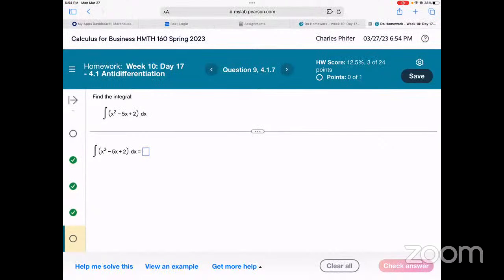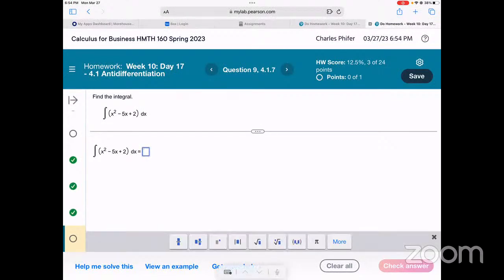Okay, let's apply the properties or techniques that we talked about, right? So that first term is going to become what? X to the power of 3 over 3, right? Divided by 3. There we go. What is that going to be? Minus 5x squared over 2. Plus what? 2x. Plus a constant. Let's do a capital C.